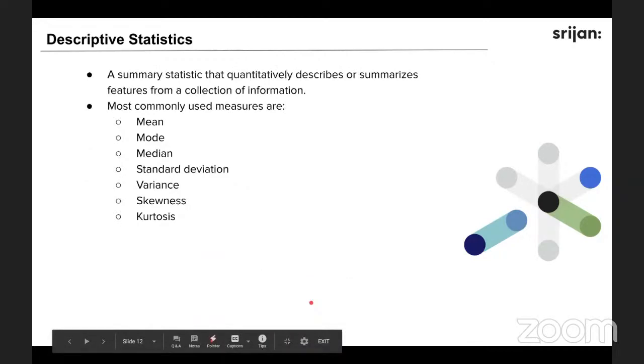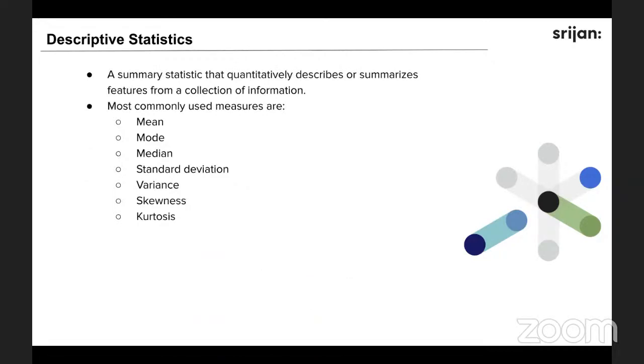Now we will look at descriptive statistics. Descriptive statistics is just to describe your data set. With descriptive statistics, you can have a quick summary of your data set. Most of you are already aware of the terms: mean, mode, median, then standard deviation and variance, then some terms like skewness and kurtosis. But don't worry, we will have a quick look at these as well.